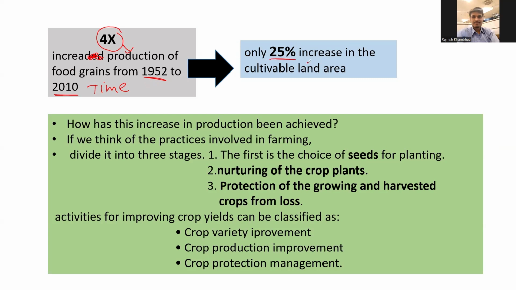Just by increasing the cultivable land area by 25%. How much land area did we increase? A 25% land area increase by us. And how much did food increase on that land? 4x. Okay, so it is actually a huge amount. This is huge. So the understanding point is how it is possible that by increasing only 25% cultivable land area, we got 4 times higher production than the previous, during 1952 to 2010. So the answer, in short, is by using scientific methods.